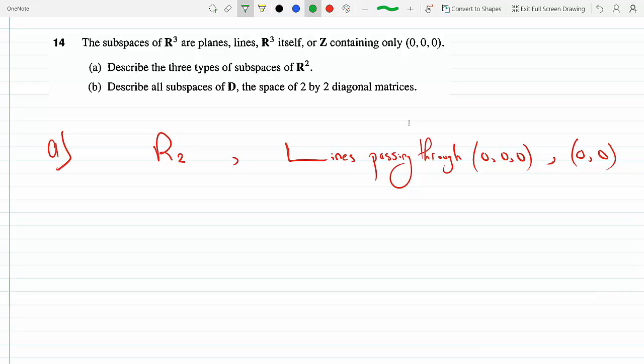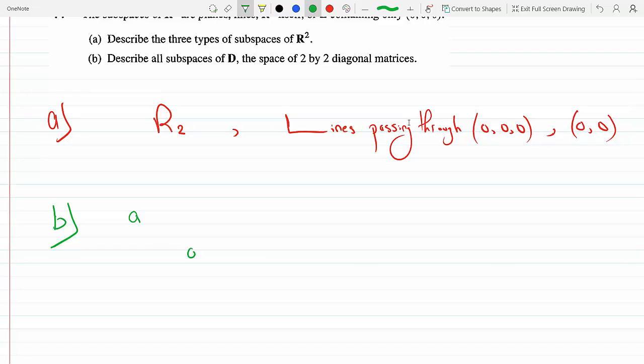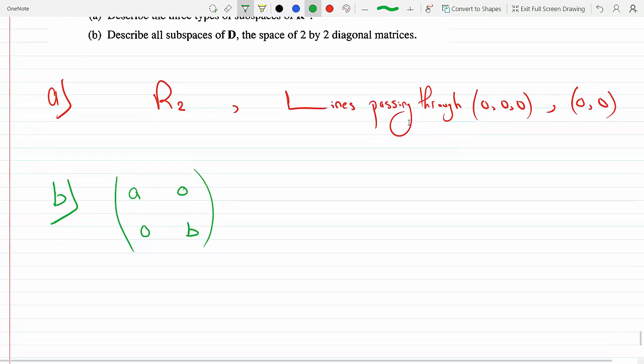For part B, it says describe all subspaces of D, the space of 2x2 diagonal matrices. Diagonal meaning A, B, real numbers along the diagonal, zeros elsewhere. These are the diagonal matrices. And what are their subspaces?